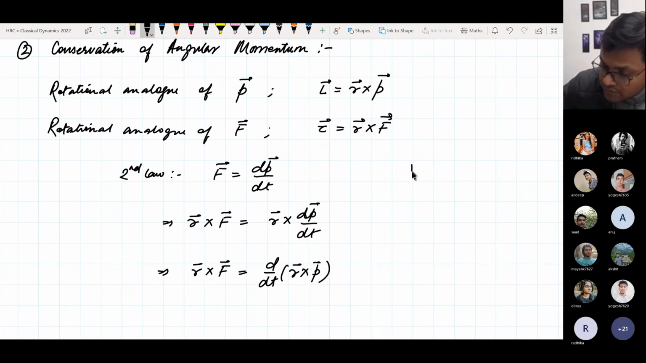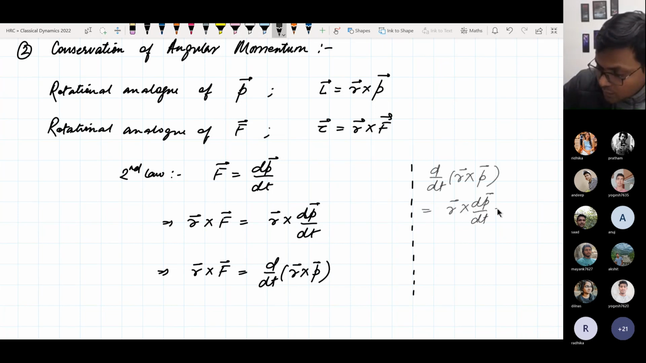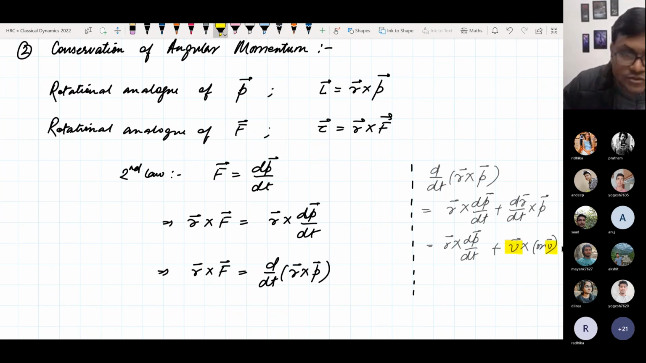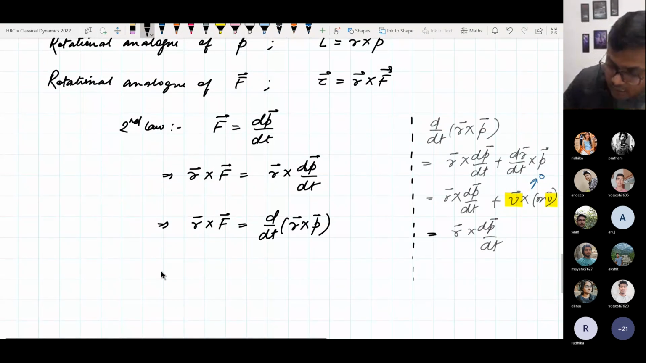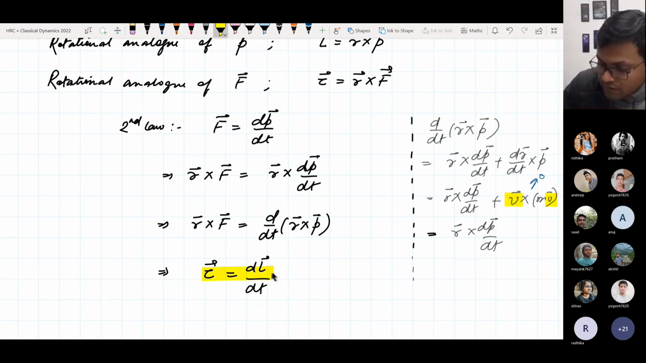Okay, so how can I prove that these two equations are exactly the same? So let us check. d by dt of R cross P is equal to R cross dP upon dt plus dr upon dt cross P. So this is equal to R cross dP upon dt plus dr by dt, क्या है? V है, and P क्या है? mv है. So cross product of velocity with velocity is going to be how much? Zero. So this is going to be 0. So therefore you end up getting R cross dP upon dt. So therefore, based on our definitions, this becomes the torque, and this becomes angular momentum. So we end up getting the rotational analog of Newton's second law.